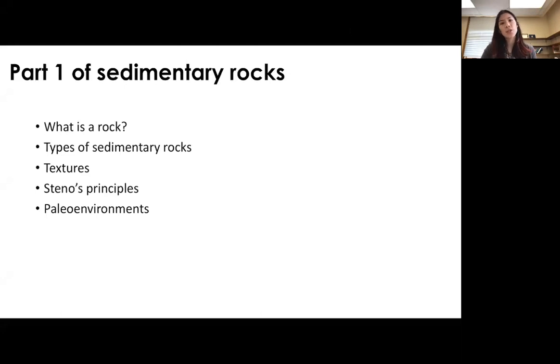This is the first of our lectures where we're going to dive into hard rocks and start looking to the past. So I'd like to start out this lecture by thinking about what actually defines a rock and a brief overview of different rock types. We'll then get into the actual types of sedimentary rocks, the textures that we find within these rocks, and what that tells us about paleo environments. We'll chat a little bit about Steno's principles and get into some paleo environmental reconstructions.